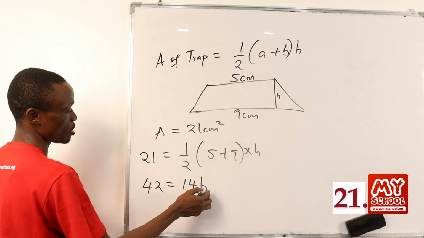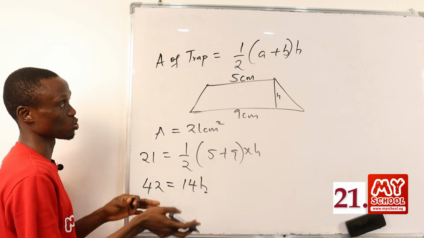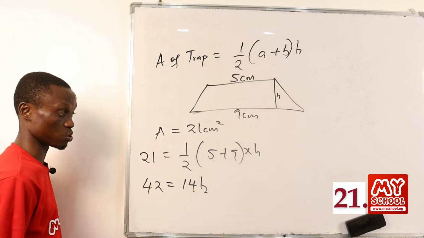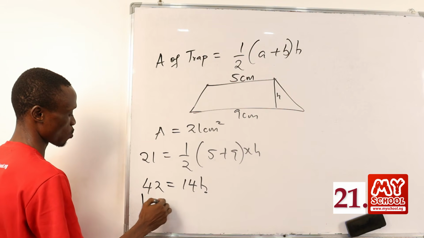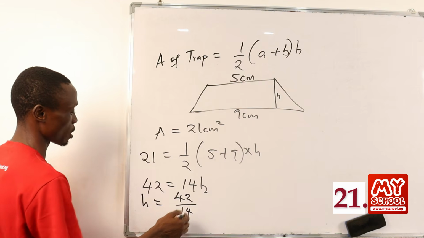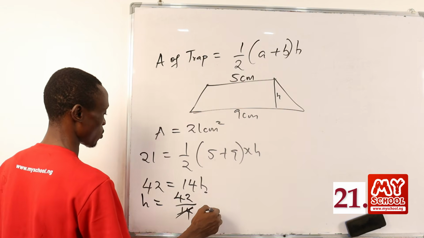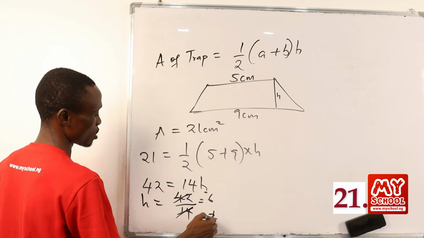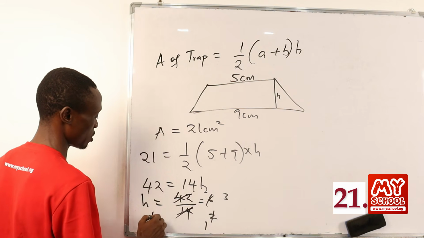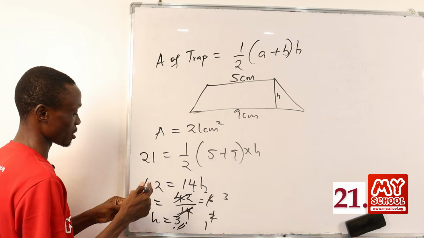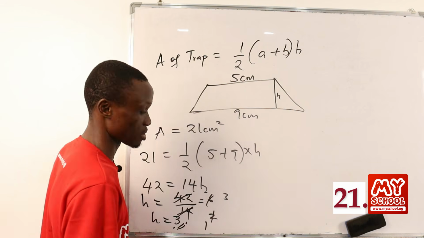So since we are looking for h, that is the distance between the two parallel sides, we simply divide both sides by the coefficient of h, which is 14. So h is equals to 42 divided by 14. So let's divide gradually. 7 here is going to give us 2. 7 here is going to give us 6. Then 2 here is 1. 2 here is 3. So h is equals to 3. That is the distance between the two parallel sides is equals to 3 centimeters.